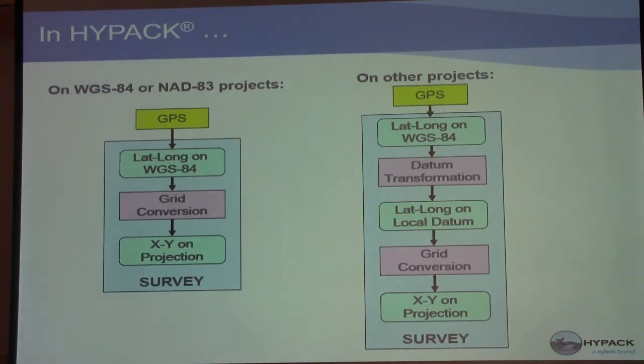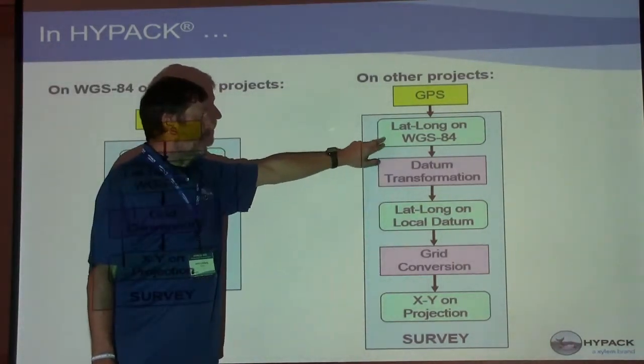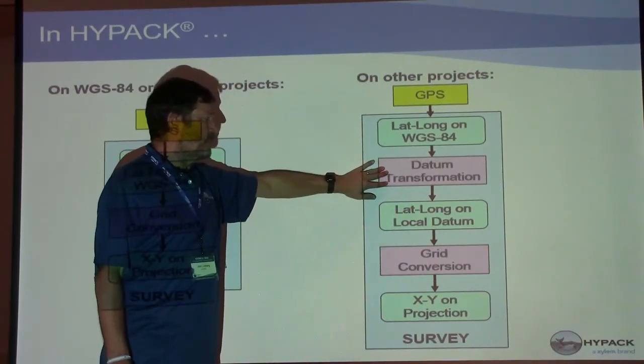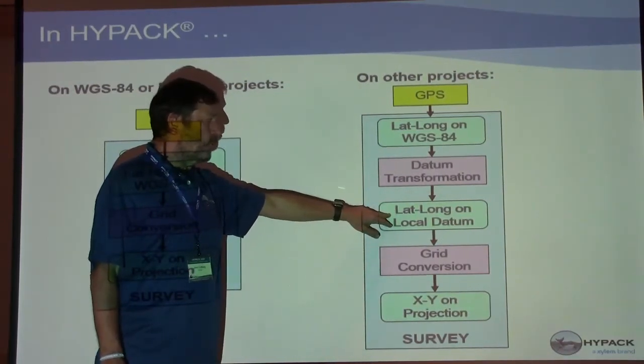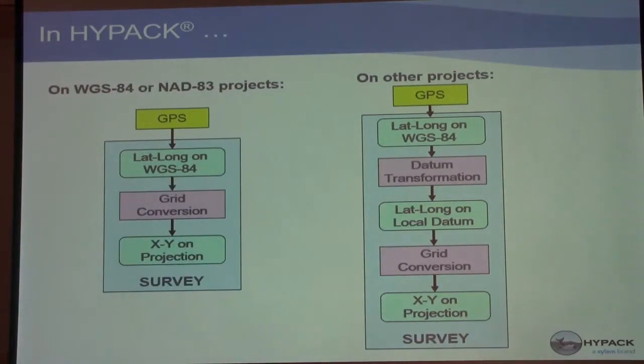we take that latitude, longitude from the GPS, do a grid conversion, and then project everything in XY. When you're working outside of that, and I'll explain how to set it up in HYPACK, anytime you're not in WGS84, the GPS is still set up for WGS84, so you need to do a datum transformation, where we project to the local latitude, longitude, grid conversion, and then we have the XY projection.